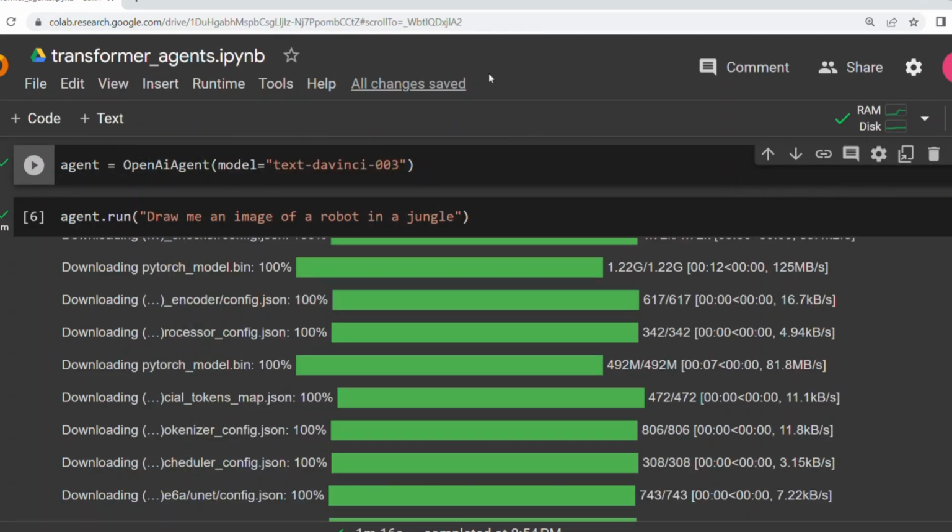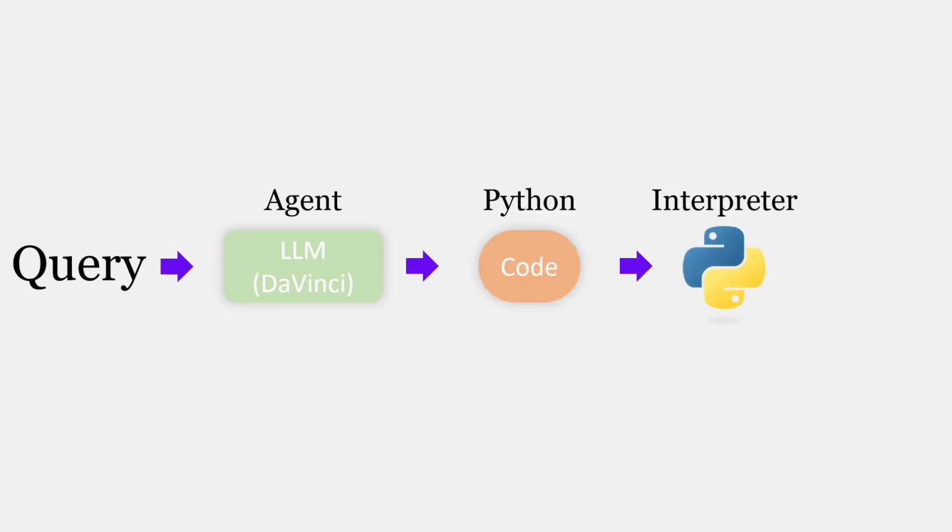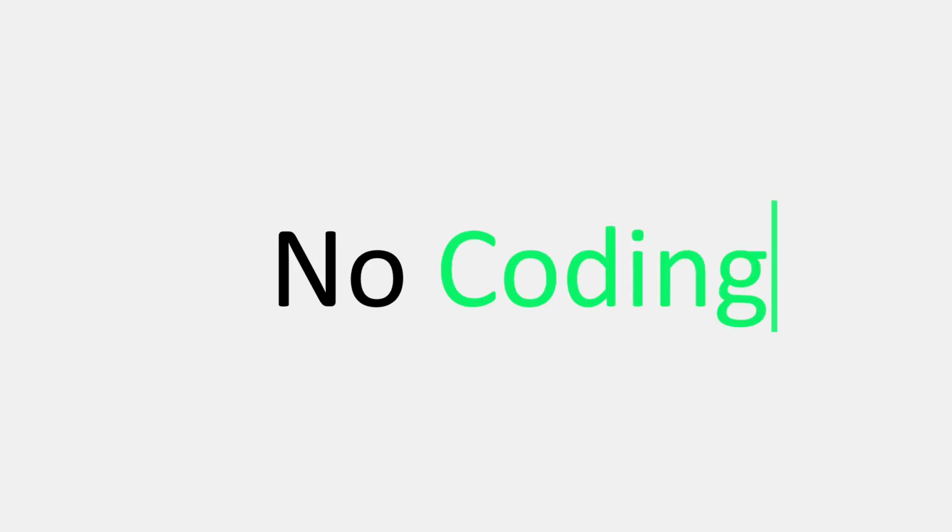But in the transformer agents case, you don't have to do that. You just have to write agents.run and give the prompt in basic natural language. You have to say, draw me an image of a robot in a jungle. So this query will be given to the agent. The agent is nothing but a large language model, or an LLM. The LLM is responsible for generating code which will be given to the Python interpreter, and the Python interpreter will run that code and generate the image. So basically, you don't need to know the code, you don't need to know the model, and you don't even need to know coding. How amazing is it.